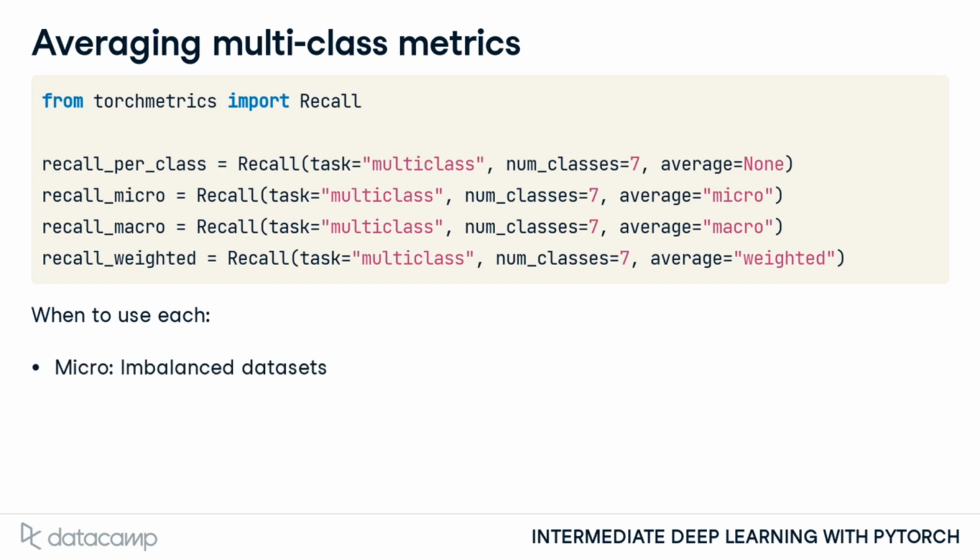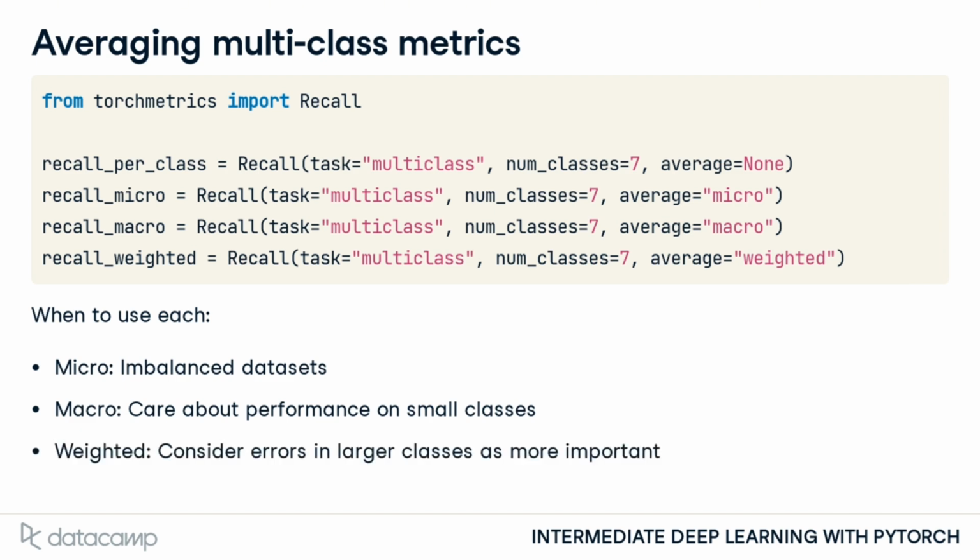If our dataset is highly imbalanced, microaverage is a good choice because it takes into account the class imbalance. Macroaveraging treats all classes equally regardless of their size. It can be a good choice if you care about performance on smaller classes, even if those classes have fewer data points. Weighted averaging is a good choice when class imbalance is a concern and you consider errors in larger classes as more important.